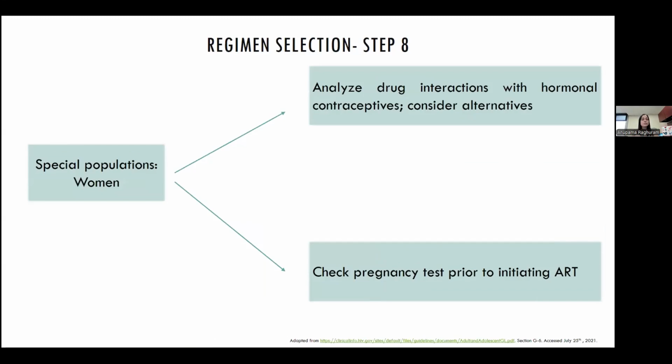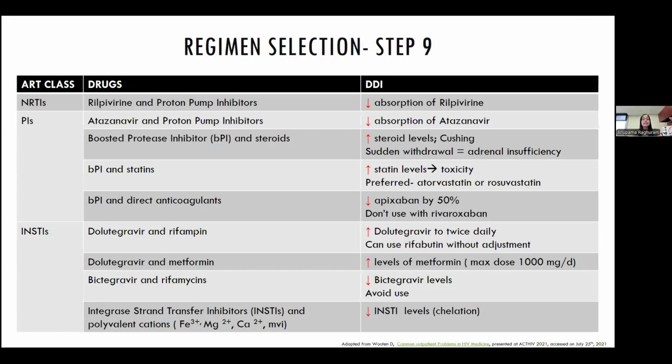And last but not least is looking at special populations. Also look at drug-drug interactions with hormonal contraceptives and always check a pregnancy test prior to initiating your ART. So those are some things that you will keep in mind if you're looking at different regimens that you would need to start. And then this here is a table with some of the most common drug-drug interactions with ART. And I'm going to highlight a couple of them, and I want you to pay attention because we're going to have some practice questions at the end, okay?